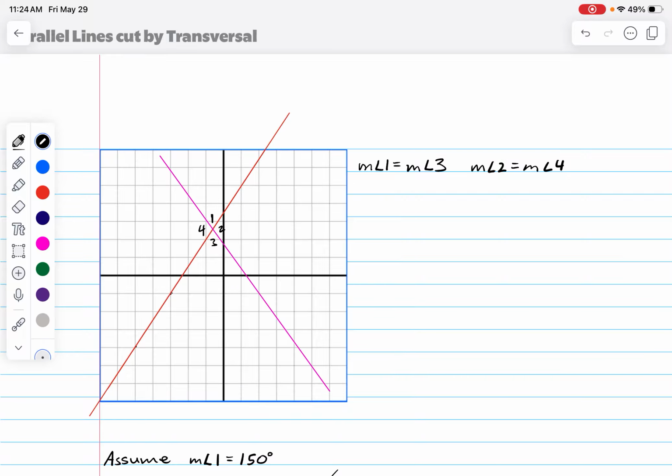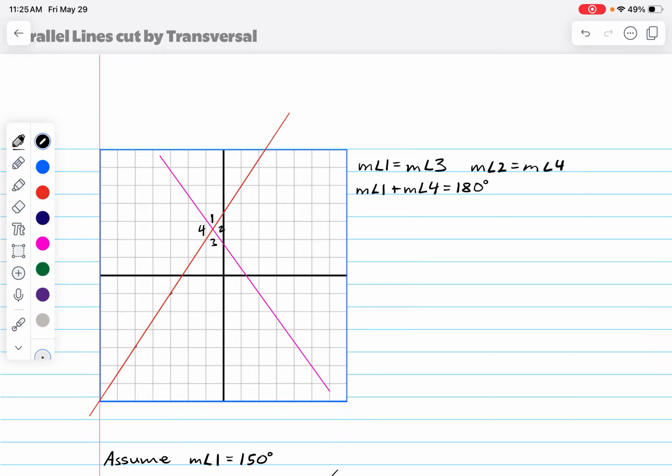Now, we also see some linear pairs here. In other words, angles that add up to 180. So we have this angle and this angle. If you put those together, if you take that measure and this measure, you'll get 180 degrees. So we say we have some linear pairs here. We know that the measure of angle 1 plus the measure of angle 4 is equal to 180. We know that for sure.